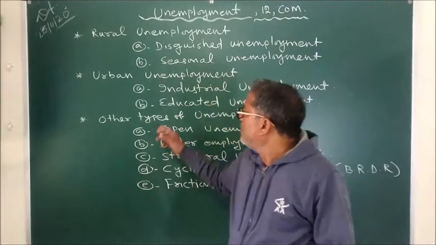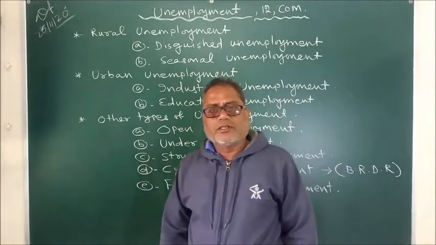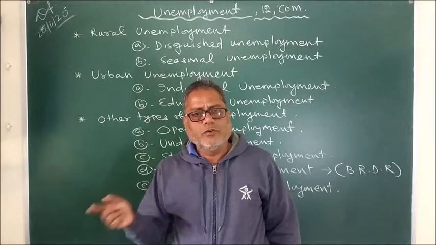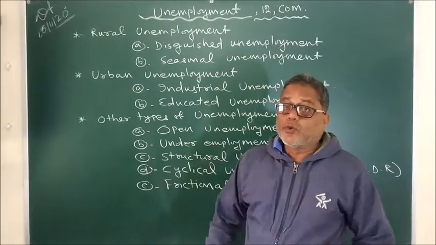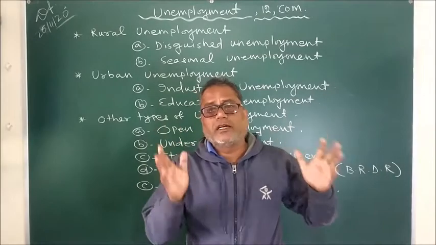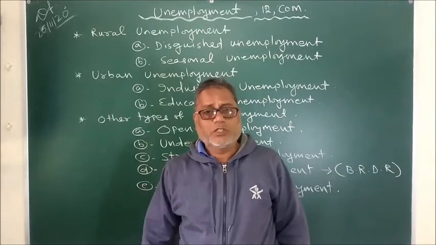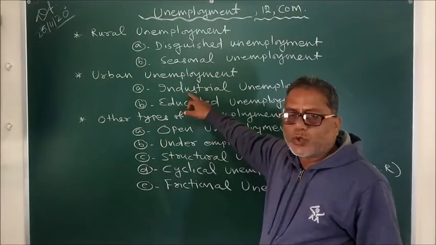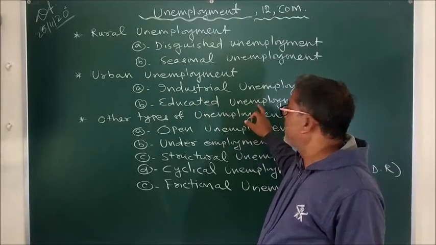Urban unemployment is getting worse because there is rampant migration of rural people from rural areas to urban areas in search of jobs. The urban area doesn't have sufficient infrastructure or employment opportunity to cater to the needs of such a big labor force. That's why we usually find unemployment in urban areas. There are also two types of unemployment in urban areas: one is industrial unemployment, another is educated unemployment.